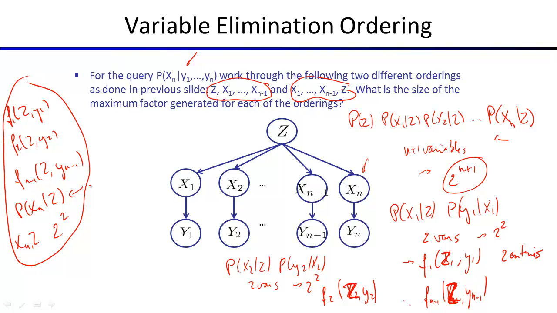So eliminating x1 resulted in this factor over here, x2 resulted in this factor over here, and so forth till xn minus 1. But then xn we don't eliminate. When we eliminated x1, what we got rid of was the factor x1 given z and the factor y1 given x1. These got joined together, summed out over x1 to give this one over here. So these are gone now, but xn given z is not gone because we never joined and eliminated on xn, because it's a query variable. So that's why it's different from the others.